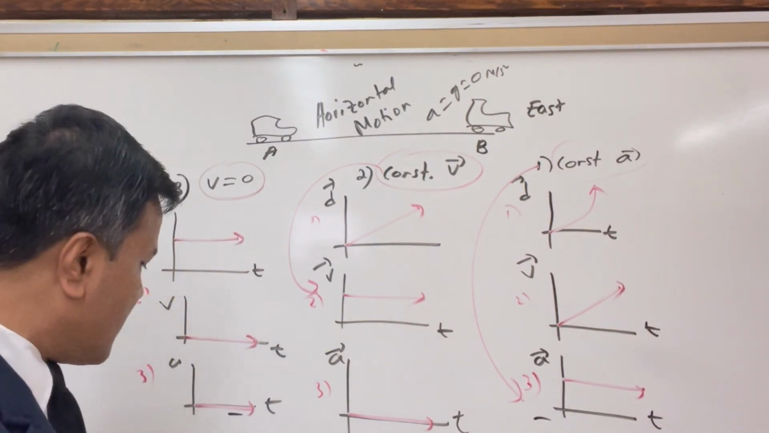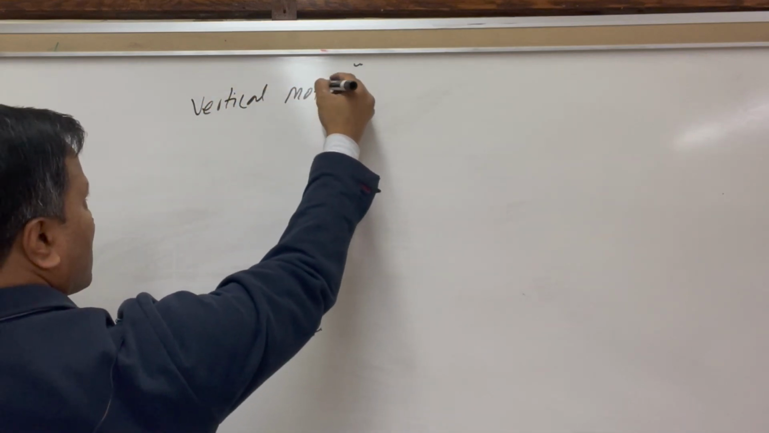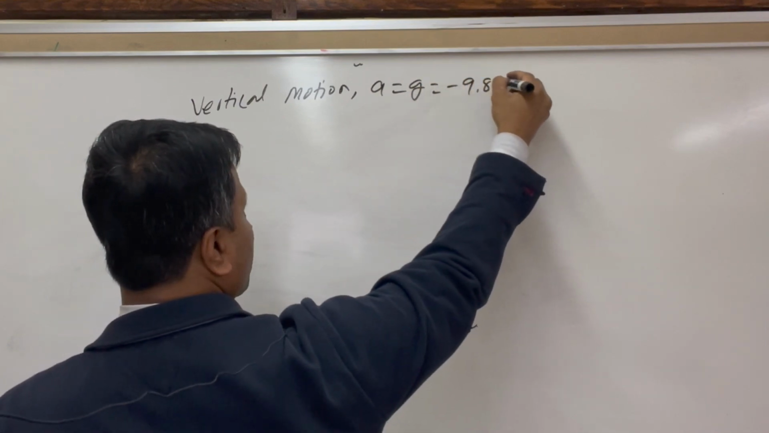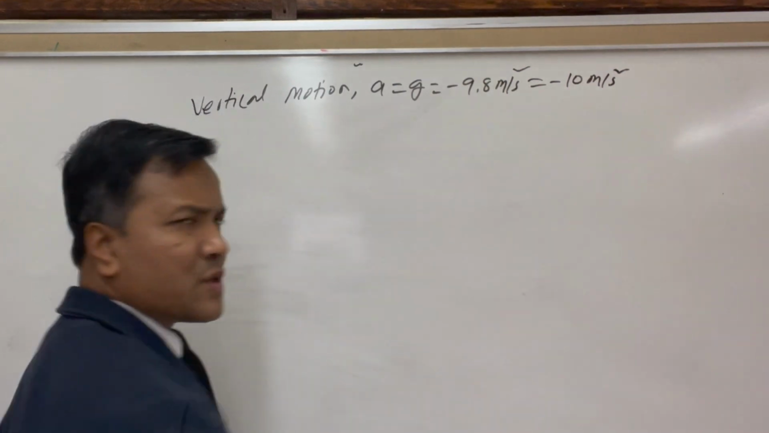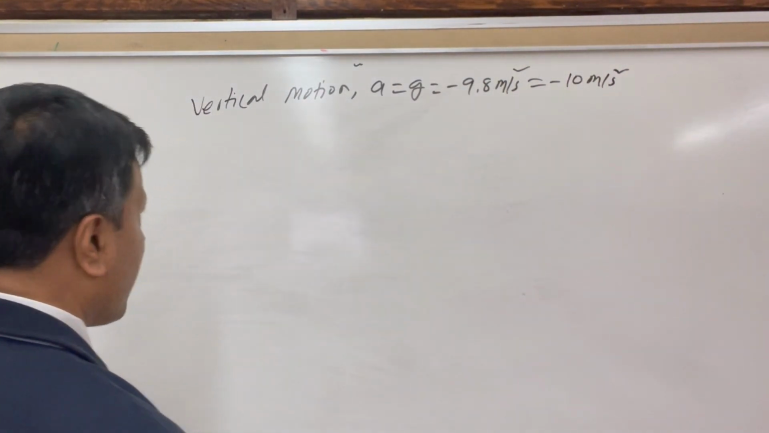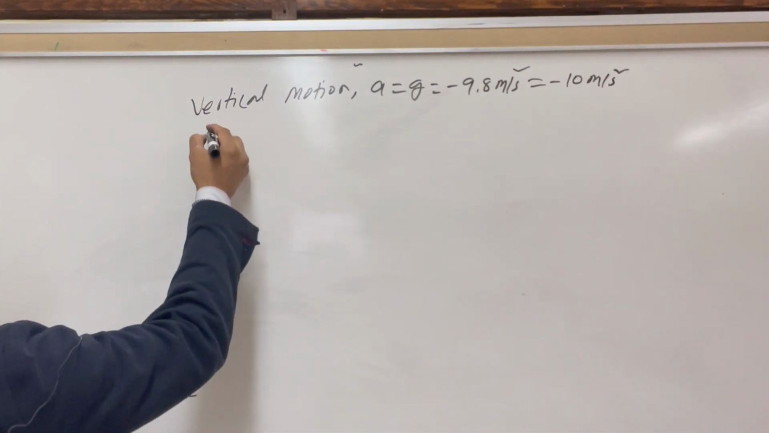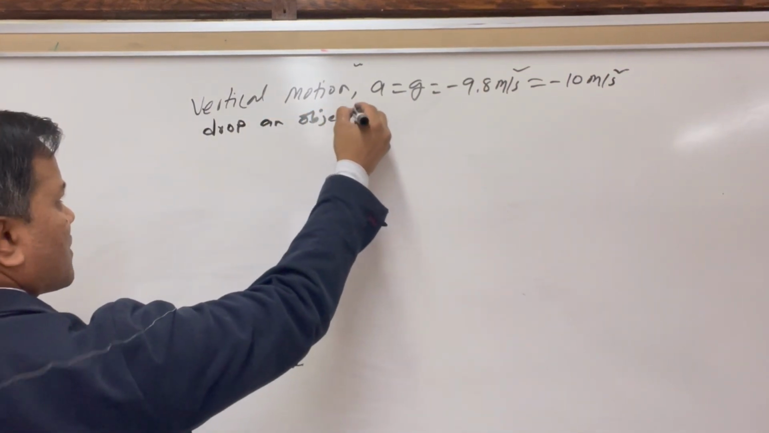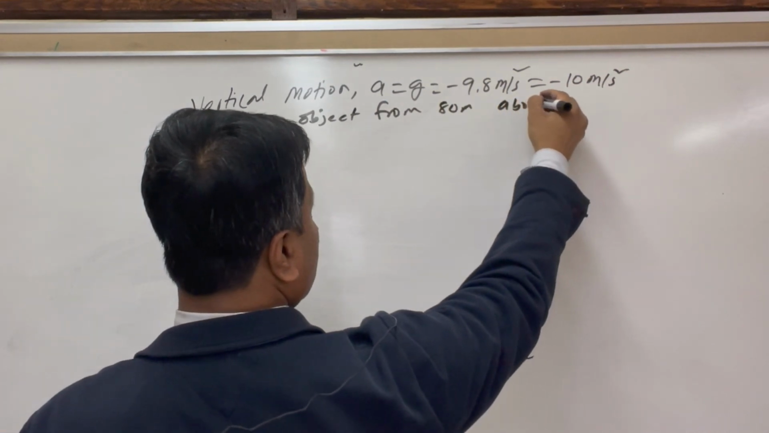Now we're going to do the vertical motion. So when we talk about vertical motion, we let acceleration is negative 9.8 meter per second square. Of course, in the class we're going to use 10 meter per second square because we rounded it to the nearest whole number. Okay, so we let an object fall from, let's drop an object from 80 meter above the ground.